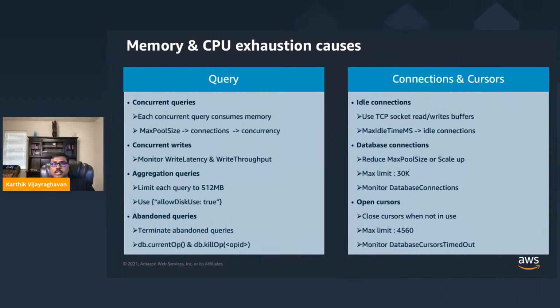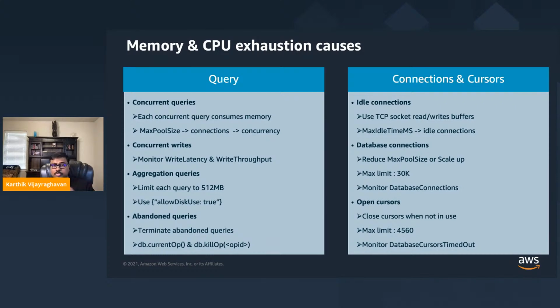And then, it is also important to address the memory and CPU exhaustion, which can result in instance crashes, right? So again, we're talking about building reliable applications. So what are the things that could cause the memory and CPU to exhaust and cause the instance to crash, right? Generally it's around queries, connections and cursors. So let's look at each of these here.